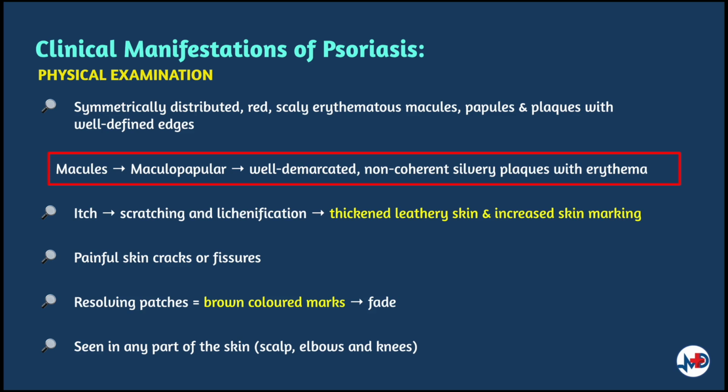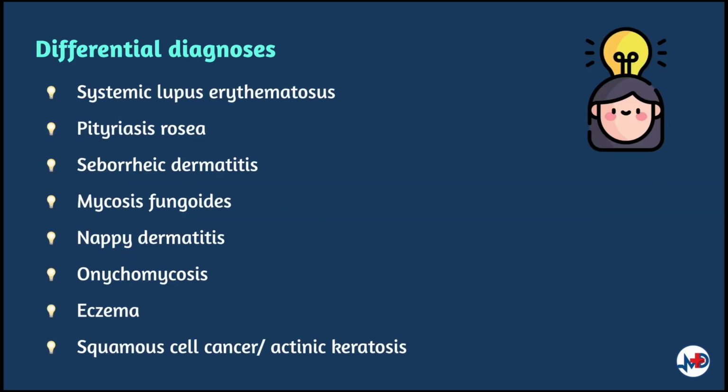The area of skin involved varies with the form of psoriasis. The most common sites are the scalp, elbows, and knees, but essentially any part of the skin can be involved. There are a few differential diagnoses that can be considered when you think of psoriasis, firstly being systemic lupus erythematosus. Subacute SLE may have clinical features of psoriasis, but plaques are usually less scaly and non-lamellar.